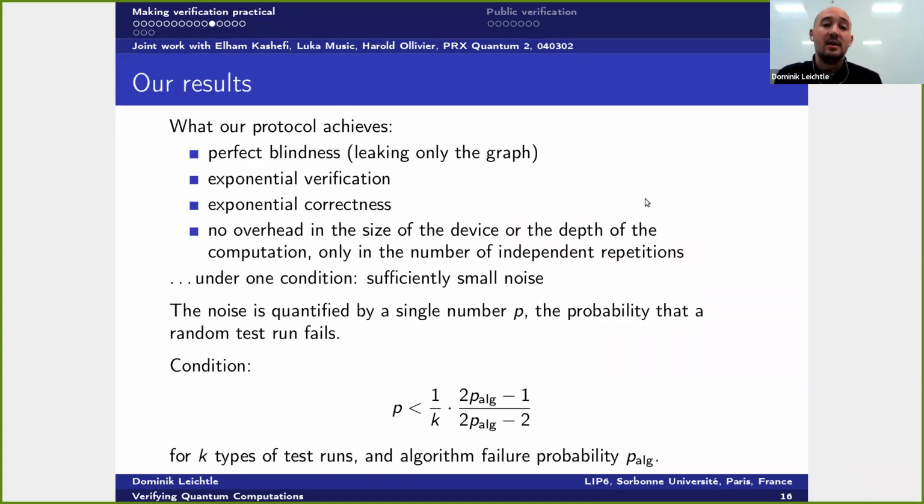So the result is a protocol that is perfectly blind, only leaking the graph. Well, this we can't prevent, leaking the amount of resources that are needed on the server, because the server always knows how many resources we use. We get exponential verification: an exponential probability that the protocol works and accepts if the noise is small enough. And crucially, we have no overhead in the size of the device on the server side, because all of these tests are run on exactly the same kind of graph that the computations are running on. So we don't need a bigger device to perform verification at the same time. We actually just need to run it more often.